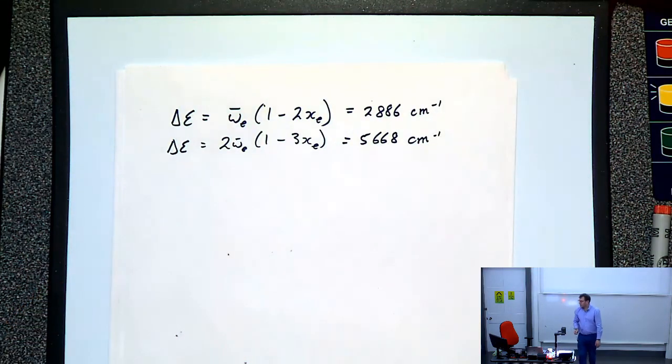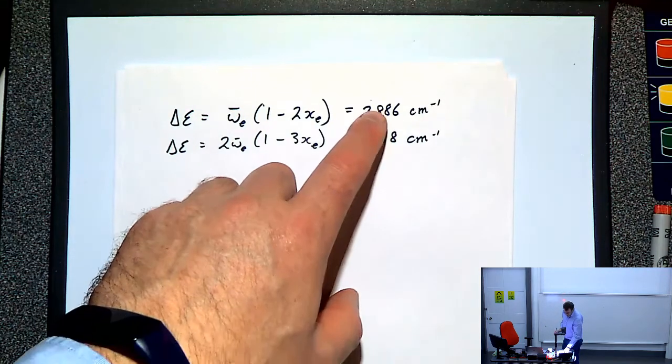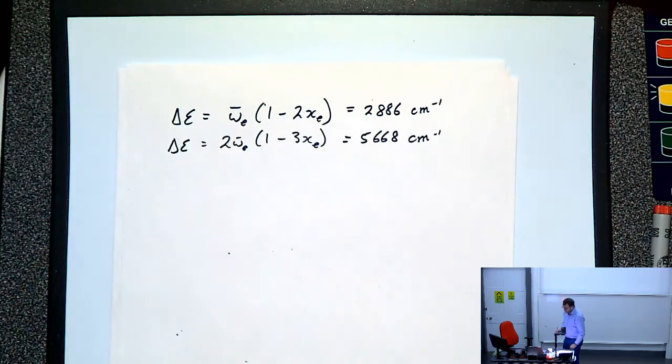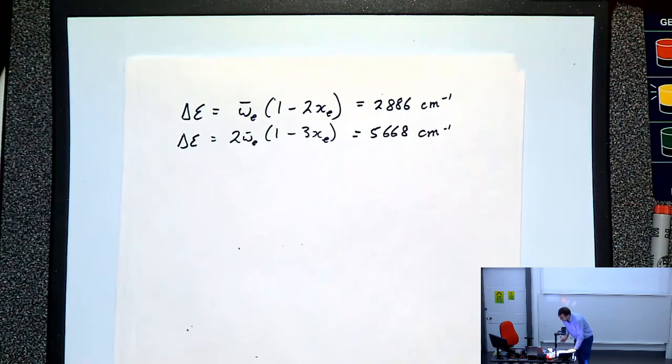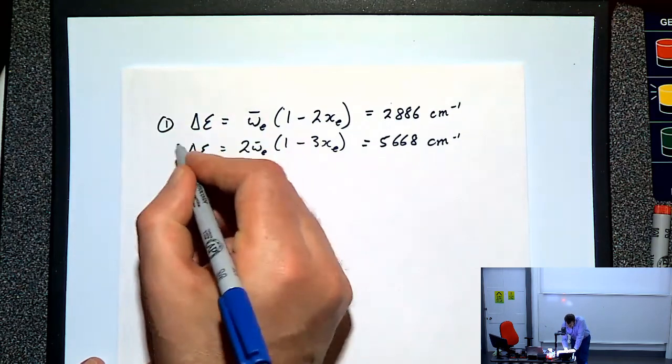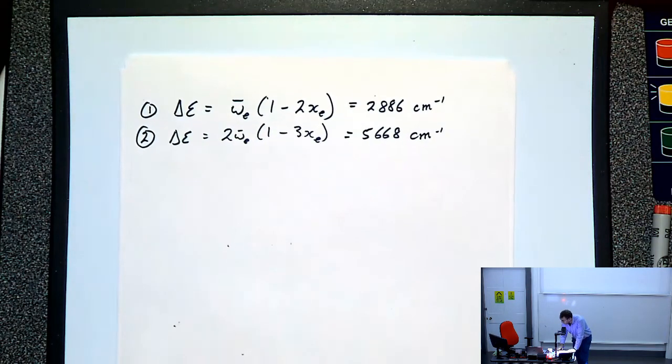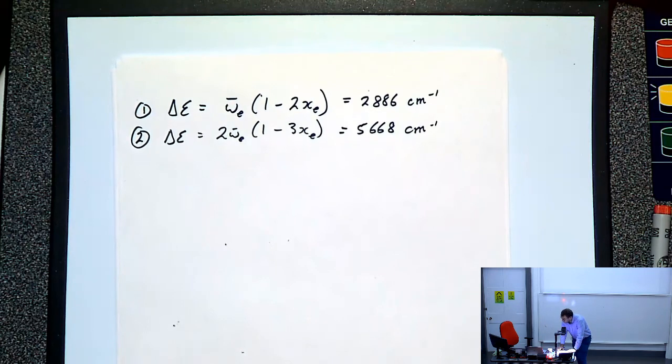So that means we have two pieces of information and we have two unknowns, so we can use simultaneous equations to work out the value of omega E and the value of the anharmonicity constant. So if I take equation, let's say this is equation 1, this is equation 2. So if I take equation 1 and multiply it by, let's have a look and see what I've done here.